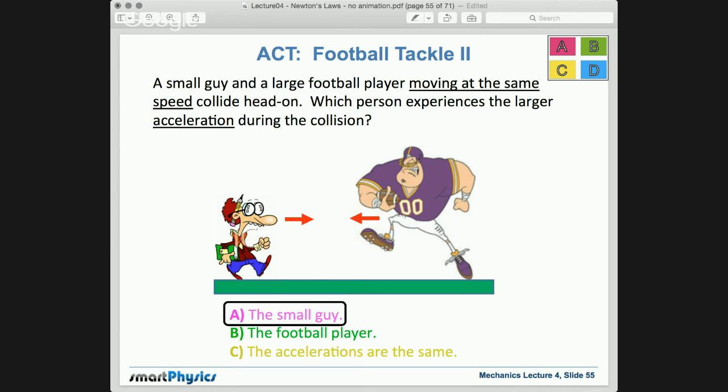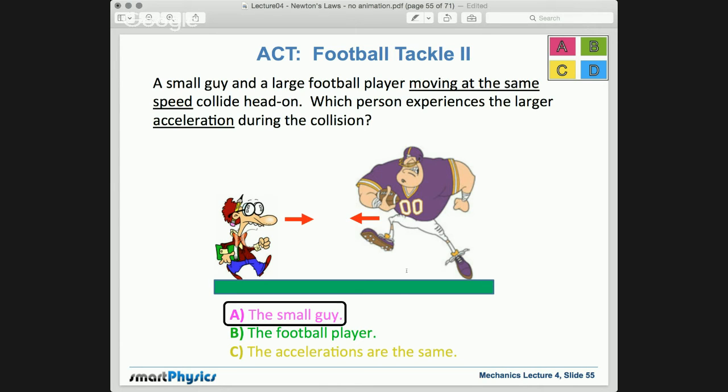So the small guy's velocity is changing from going to the right, perhaps to bouncing off and going back to the left. That's a large change in velocity, which means a large acceleration. The big guy experiences the same force during the collision, but since he has a lot more mass, his velocity hardly changes at all. He just sort of plows right through.